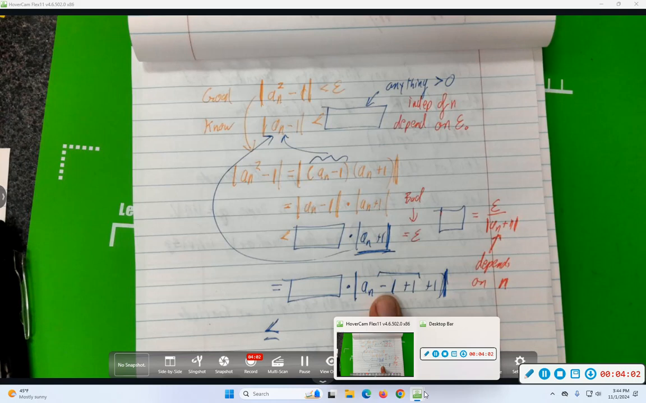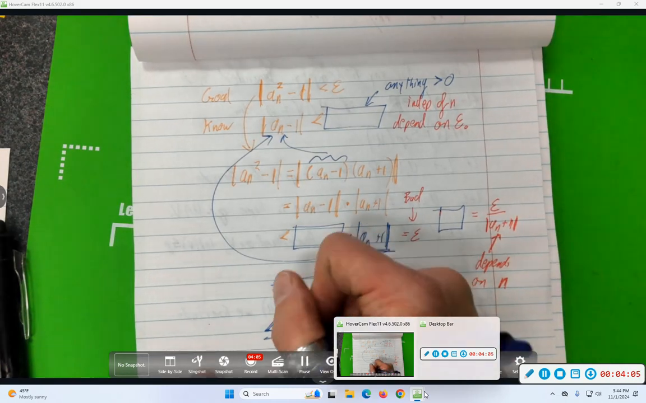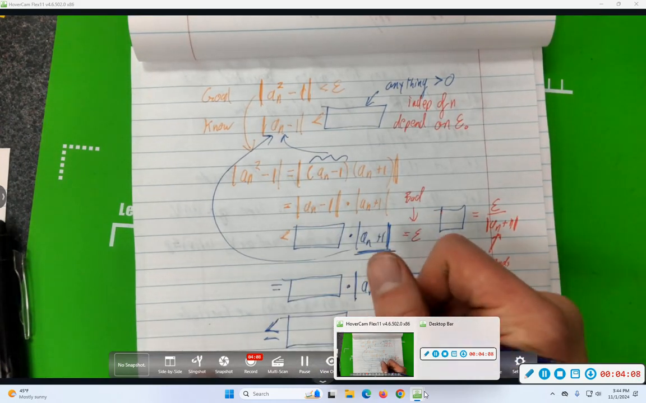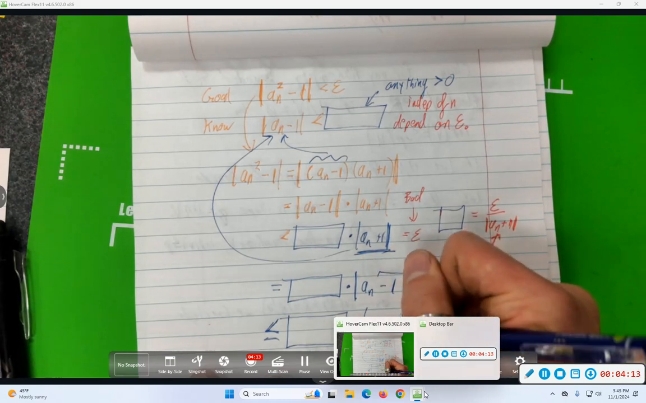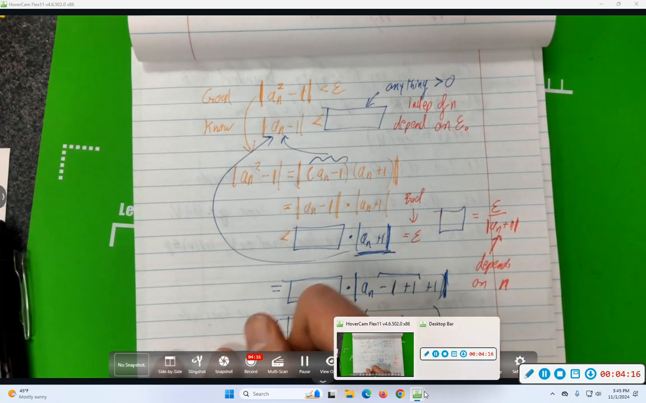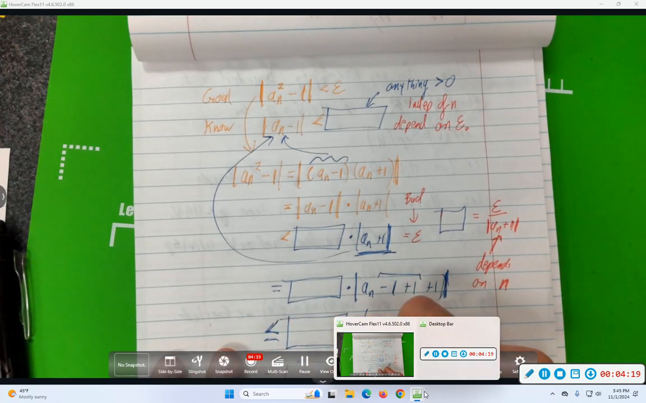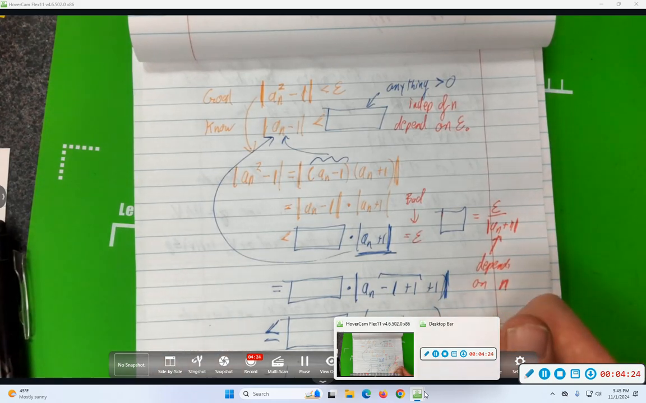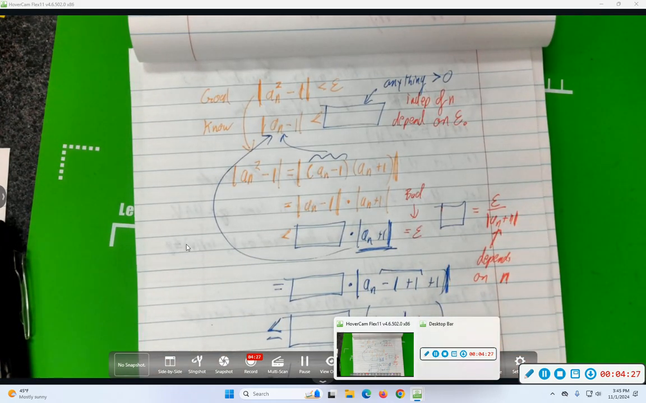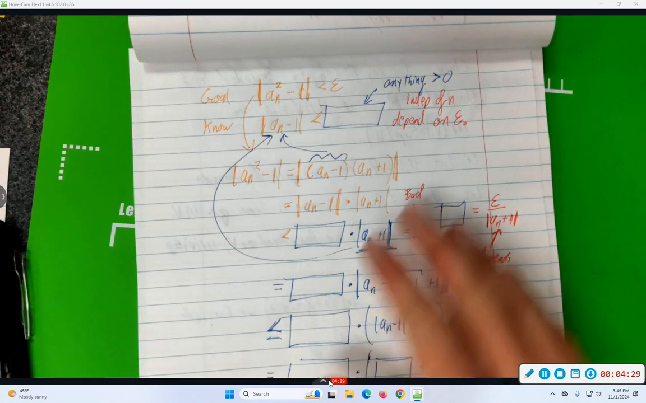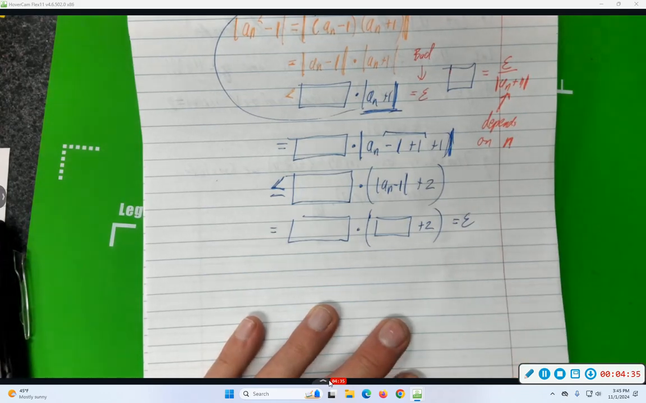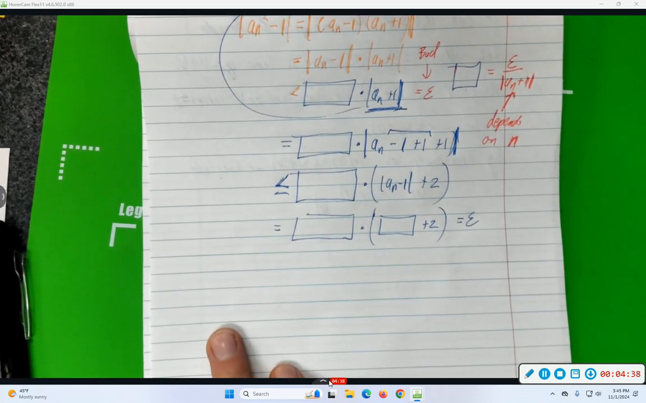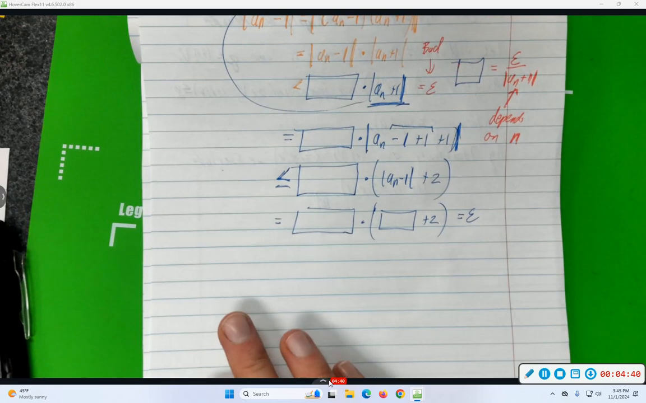There's something that I know I can get small. And there's just 2. So what do I get? I get box times absolute value of a_n minus 1 plus 2. Anyway, one thing you could do is now set this equal to epsilon and solve that for box. You'd have to solve some quadratic equation. It'd be annoying. So I'm not going to do that.